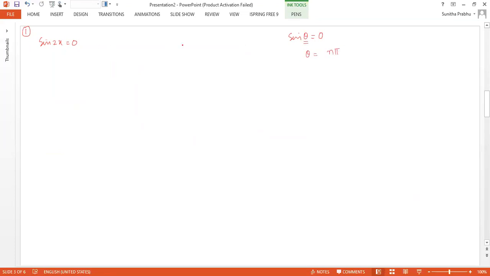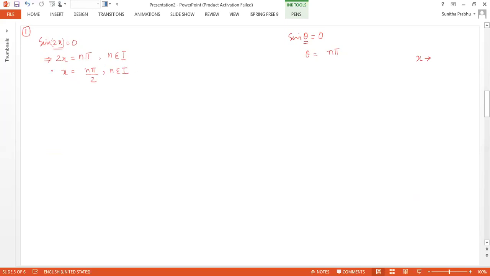So here, what is my theta? It is 2x, because this is the theta, isn't it? So sin 2x is equal to 0. This means 2x is equal to n pi. Okay, that means what should be my x? When you're doing a quadratic, you will find the value of x. This is what the solution is. So x will be n pi by 2, where n belongs to I.